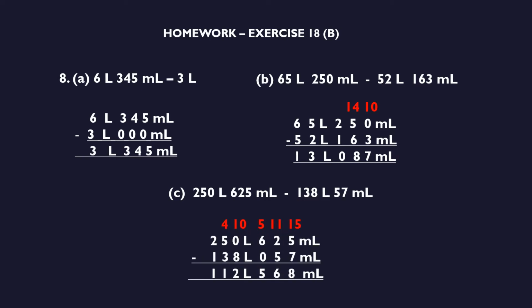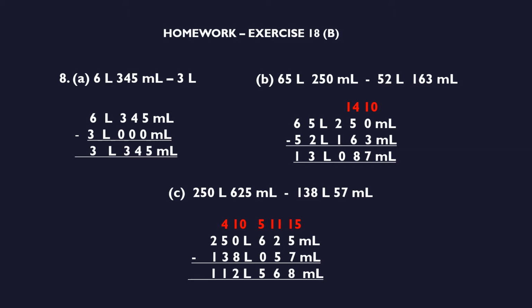Now from 5 you cannot subtract 7, so it will borrow 1 and become 15. Now 15 minus 7 is 8. Now 2 is reduced to 1. So again from 1 you cannot subtract 5. So you will borrow 1 from the neighbor number, that is 6. So it will become 11. Now 11 minus 5 is 6. And 6 is reduced to 5 and there is no number below it. So write 5 in the answer also. So milliliter side you will get 568 milliliters.